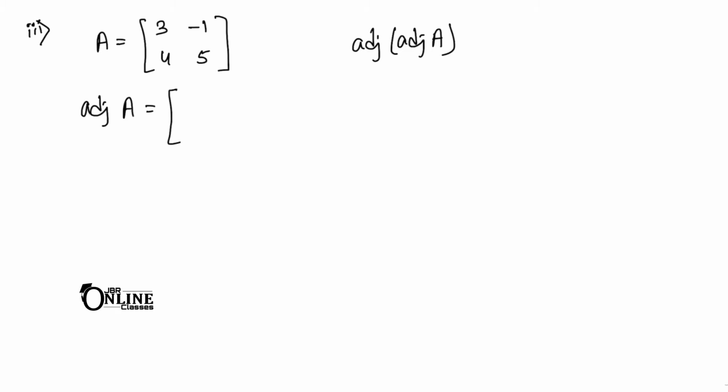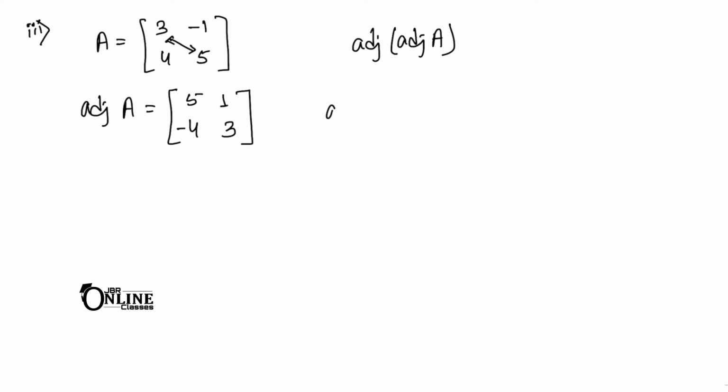So that means first you have to interchange these two places. So this one here will be 5 and this one will be 3. And here you have to just change the sign. So this one will be positive 1 and that one will be minus 4. Okay. So that is adjoint A.